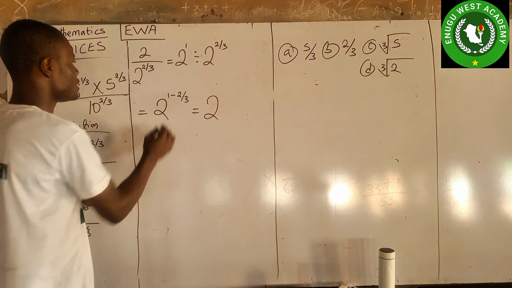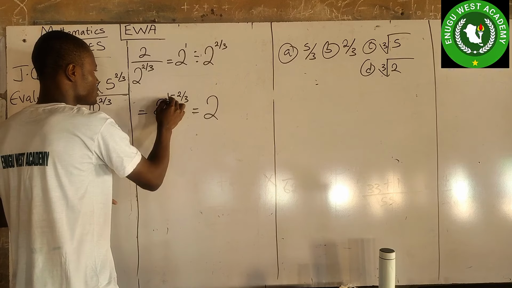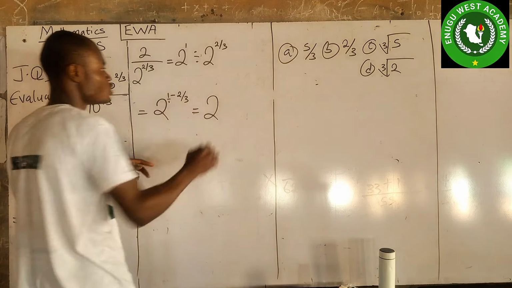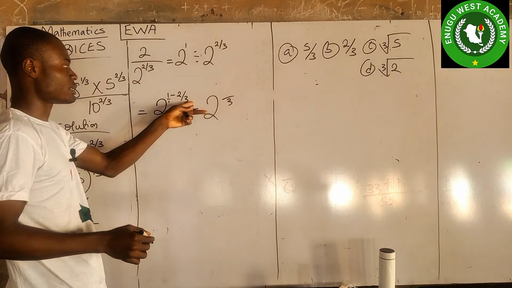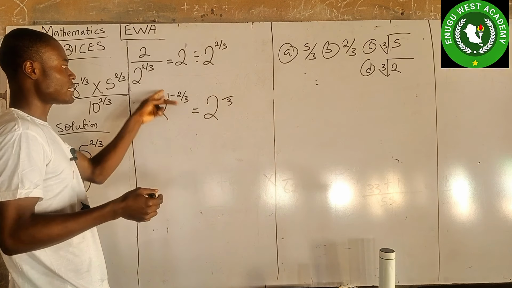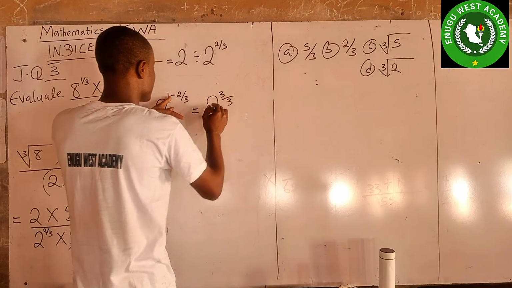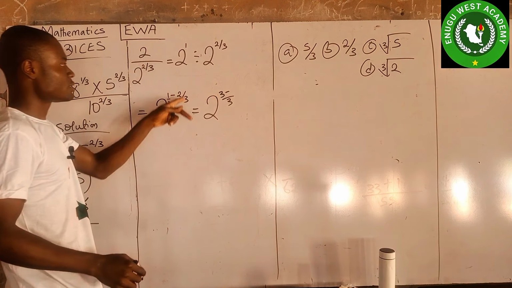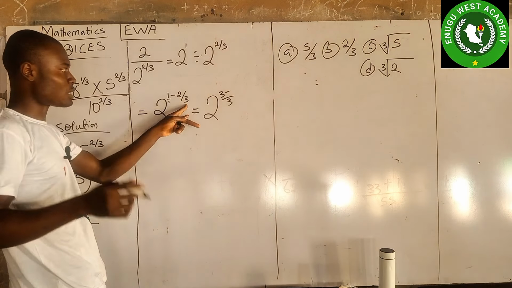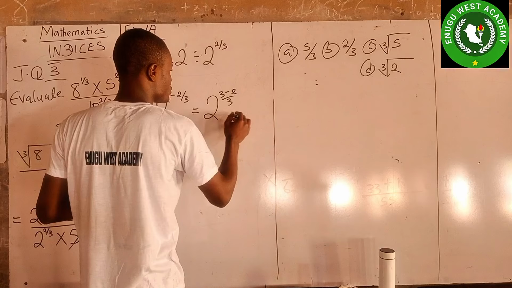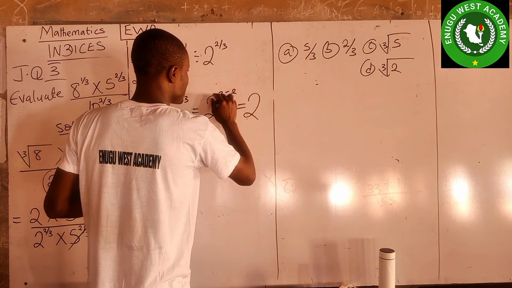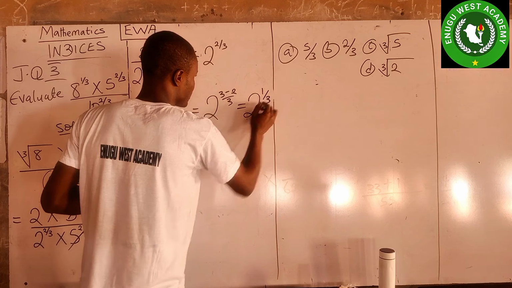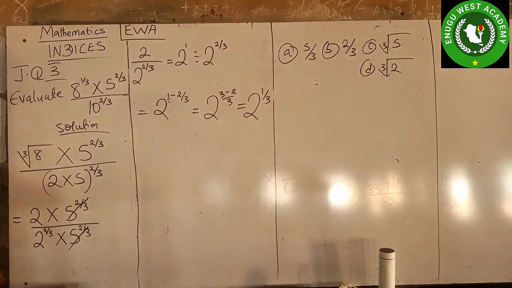Now, let's work on these powers. The LCM of 1 and 3 is 3. Now, 3 divided by 1 is 3, 3 times 1 is 3. You put minus. 3 divided by 3 is 1, 1 times 2 is 2. So which will give us 2 raised to power 3 minus 2, which is 1 over 3. So we have 2 raised to power 1 over 3.